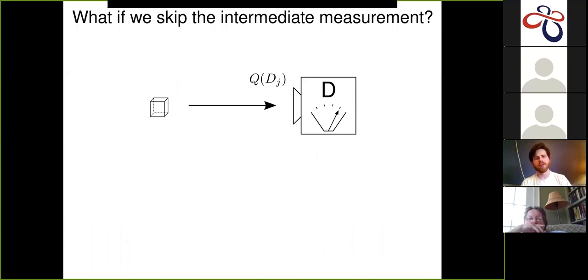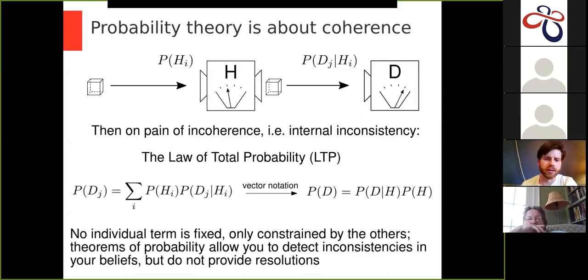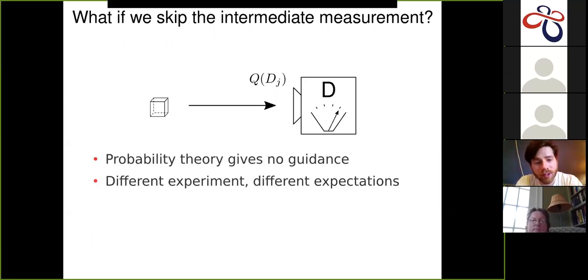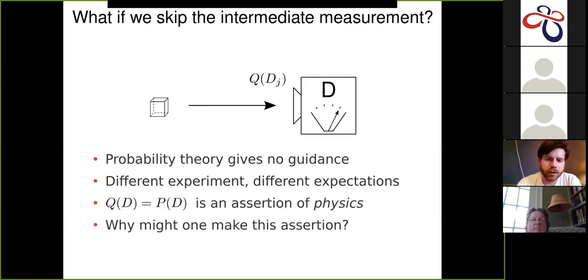Okay, so what if instead of this particular setting where we're doing two measurements, you skip the first measurement? Let me denote the probabilities for this different experiment by Q. Well, probability theory actually gives no guidance. Different experiment, different expectations. However, many times people would like, or at least it's very familiar, to associate Q of D with the same probability as P. And I'm saying that that's an assertion of physics, because basically what you're saying is that the intermediate measurement didn't matter. If that second probability distribution is equal to the probability distribution derived from the law of total probability, you're making an assertion of physics.